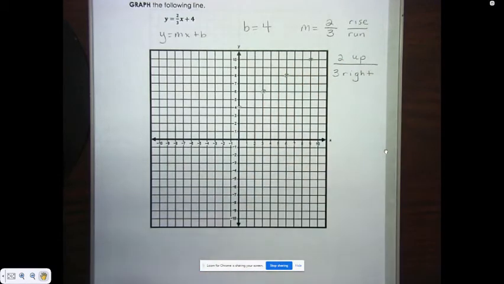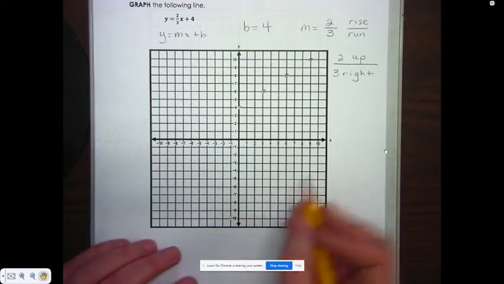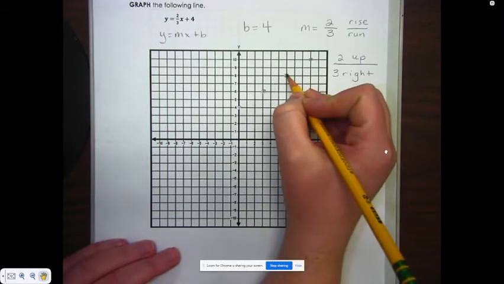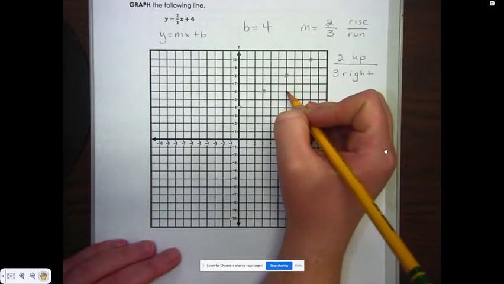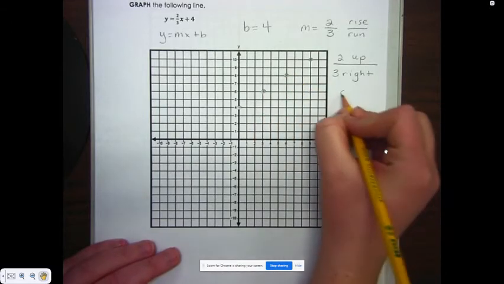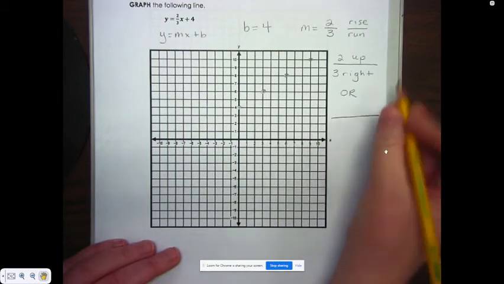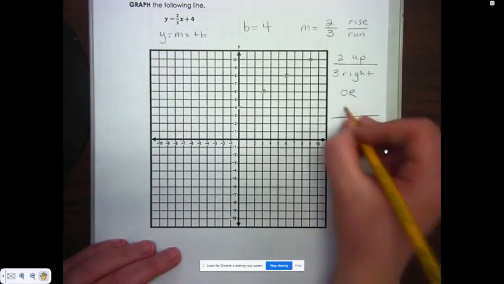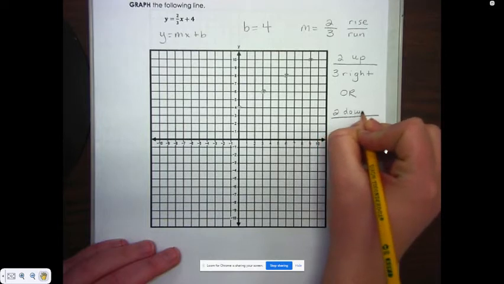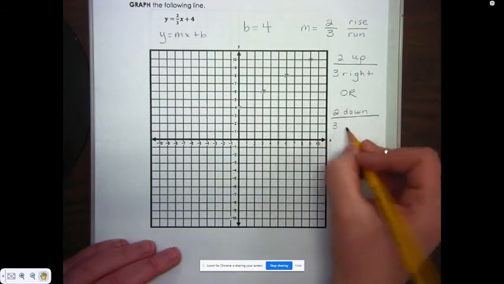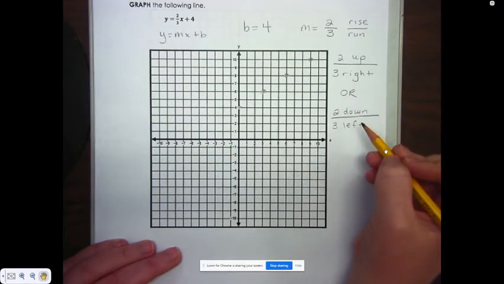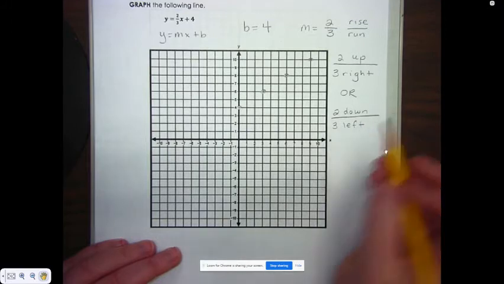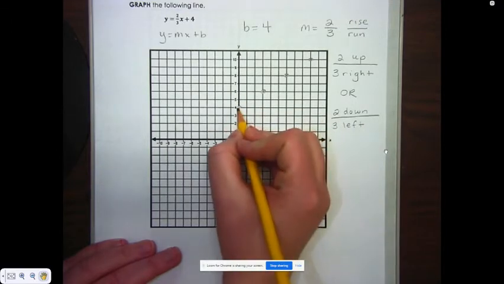So again, 2 up, 3 to the right, and that's as many times as I can do it that way. Now, in addition to going up and to the right, I could also do the opposite. If I wanted to go backwards, I could also go 2 down and then 3 to the left. So I'm always able to do the opposite of that first rise over run. The opposite of up is down, and the opposite of right is left. So I'm going to go back to my y-intercept, which was 4, or (0, 4).